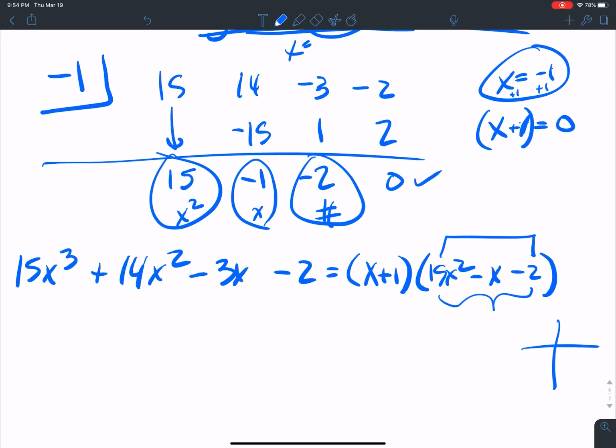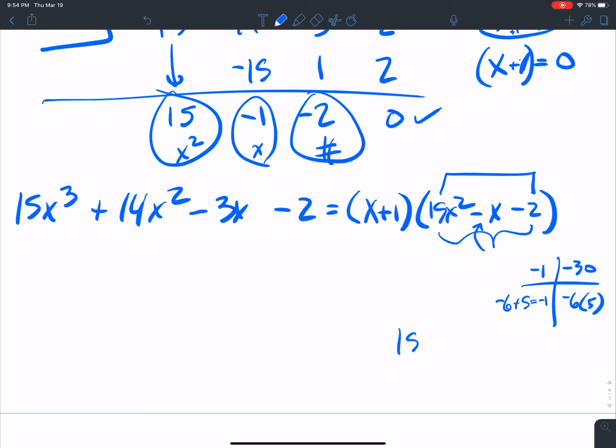Multiply first and the last, I get negative 30. And then what do I want it to add to? I want it to add to this b term, negative 1. So if I do this, I think, what, negative 6 and 5. Okay, so negative 6 plus 5 gets me negative 1. So I could run through this, 15x squared minus 6x plus 5x minus 2. Group, make sure there's a plus in the middle.